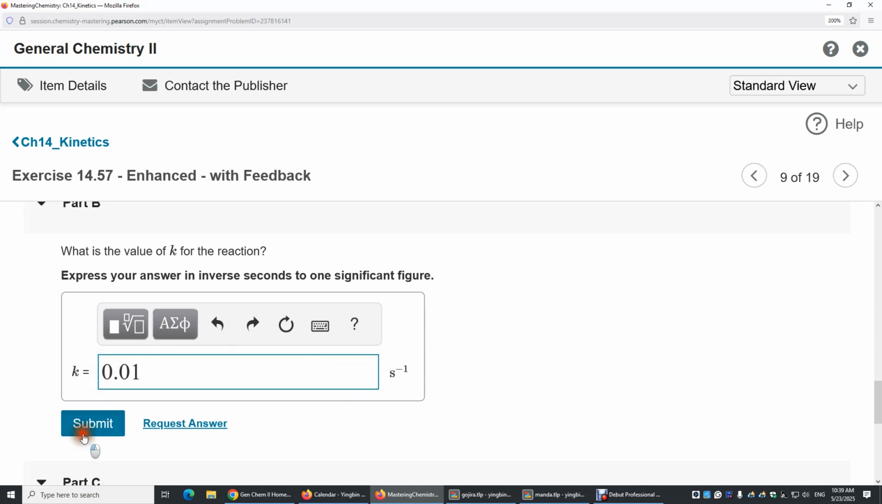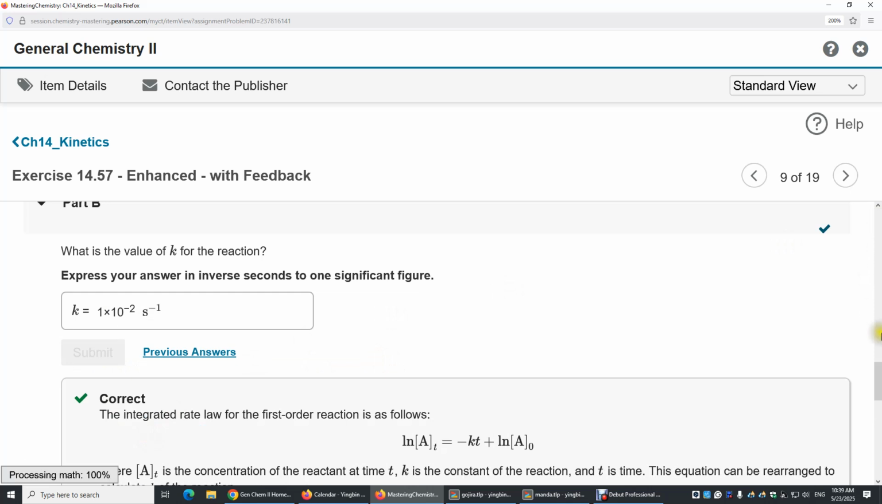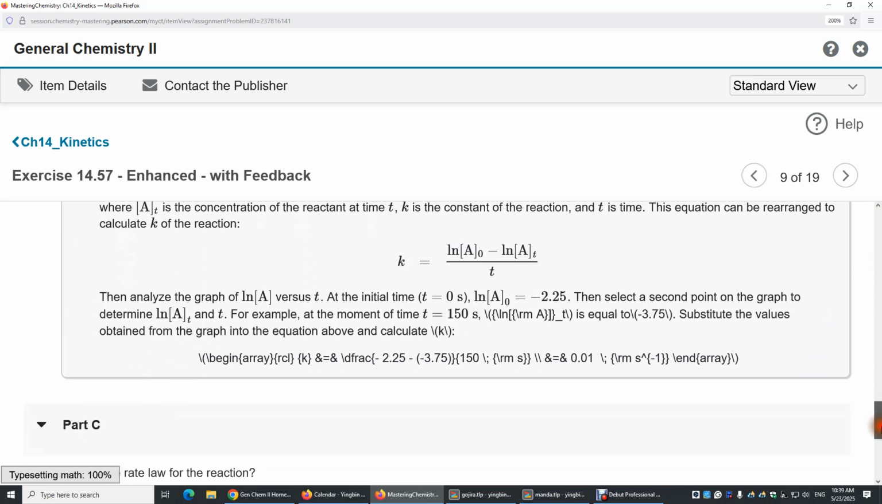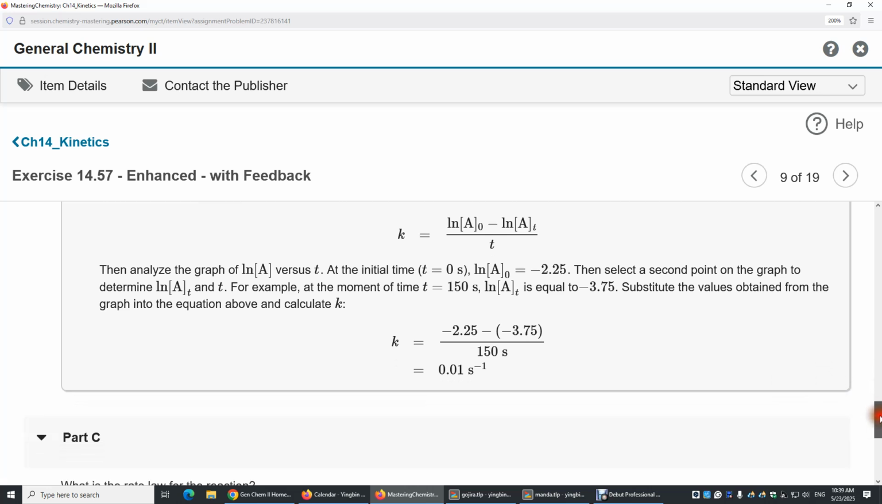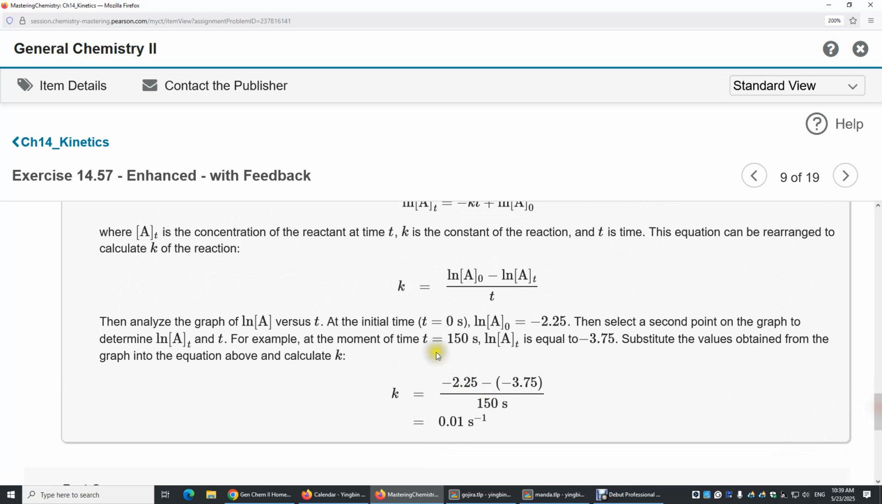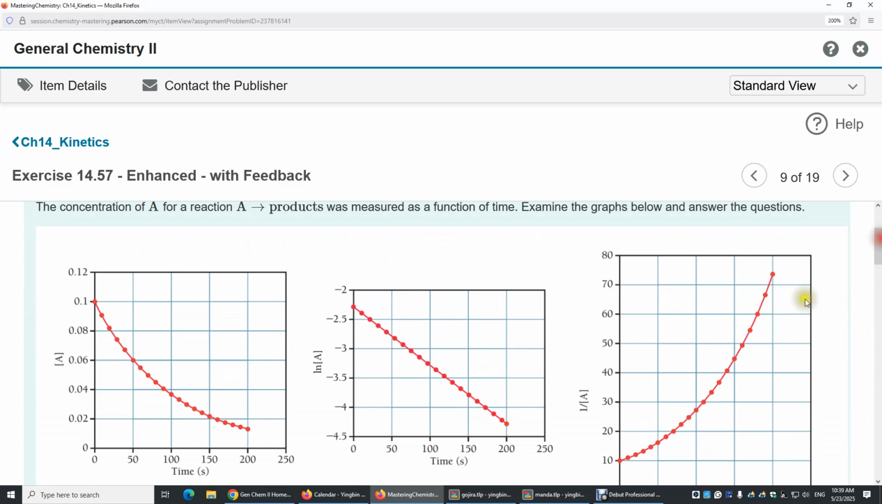That's just my estimate. By the way, I think Mastering Chemistry used the data at 150 seconds. I used the data at 200 seconds. It feels easier this way.